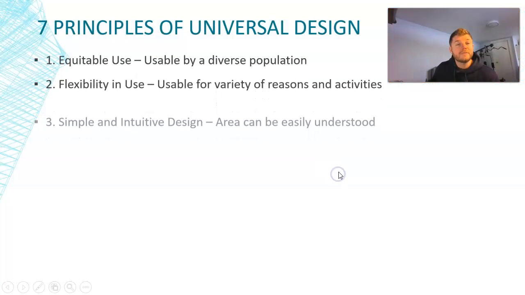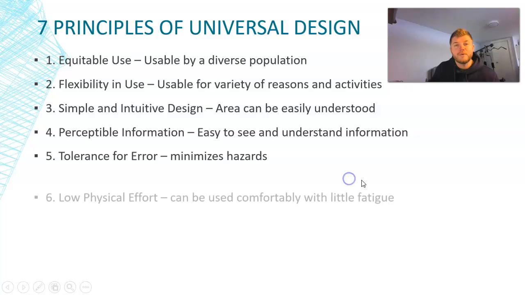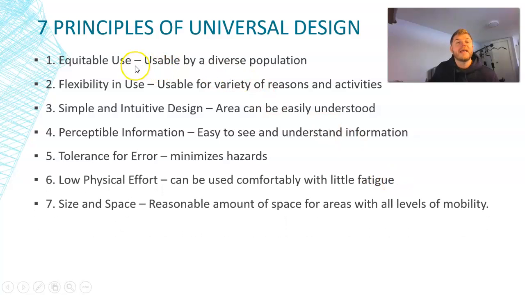So there are 7 principles of universal design, and I'll just go through them briefly. The first one is equitable use. This is making sure that our design is usable by a diverse population. It's not only about accommodations for any disabled, but also children, very tall people, very short people, people that are considered perhaps obese, hard of hearing, blind, all of these. We want to have an equitable design for as many people as possible.